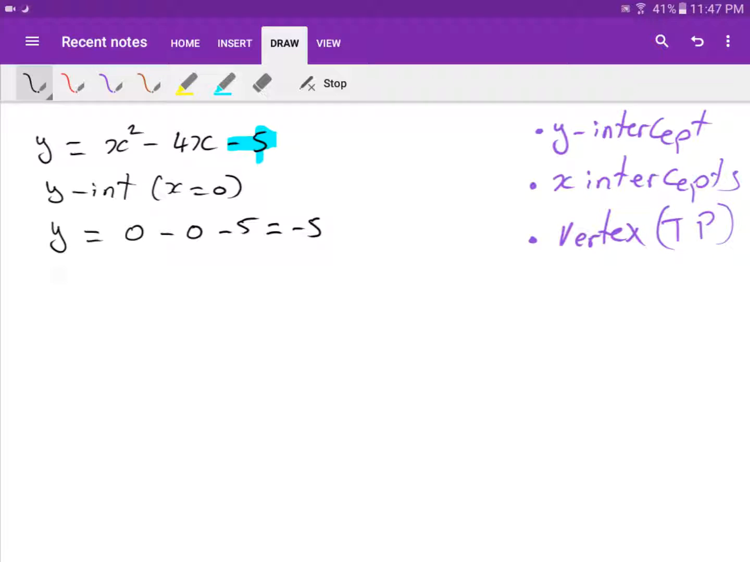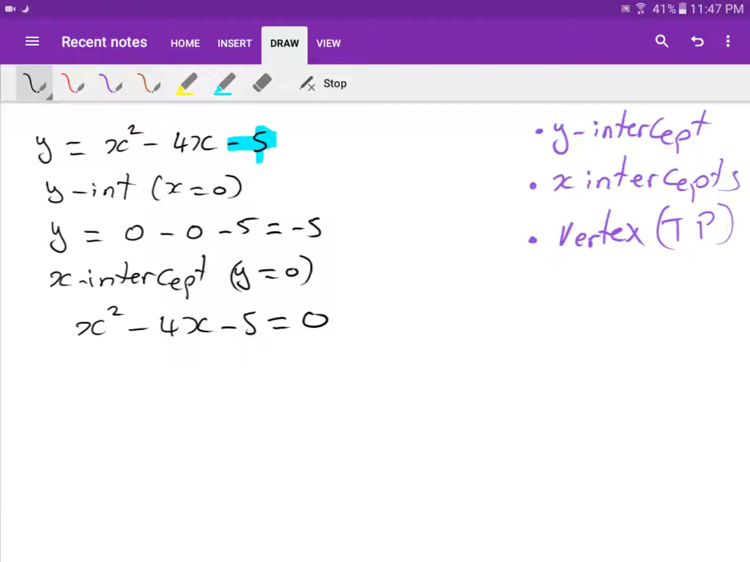Okay, now look for the x-intercept. The x-intercepts are when y is equal to 0. When y equals 0, I substitute into the equation. So 0 equals x squared minus 4x minus 5. But I can write it like this to make my life easier: x squared minus 4x minus 5 is equal to 0.